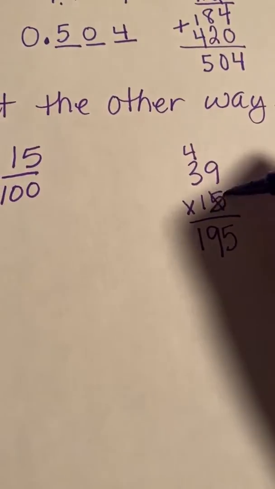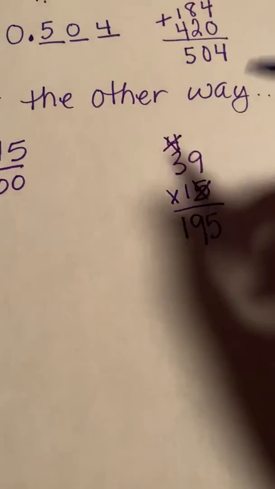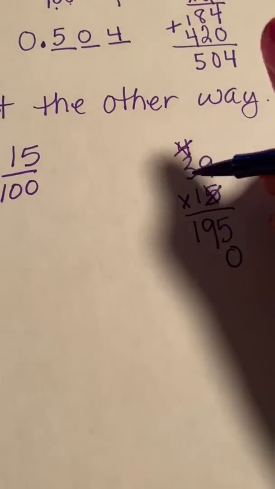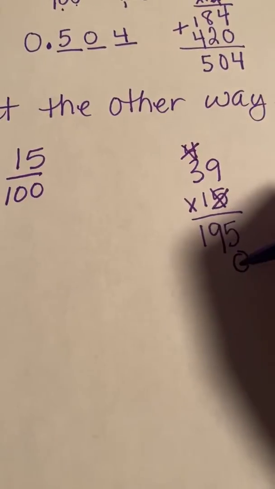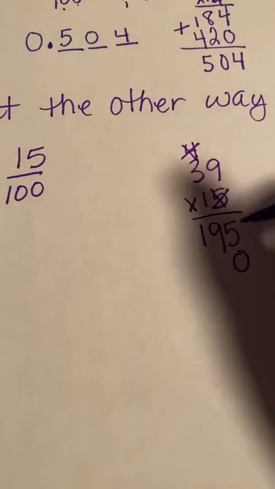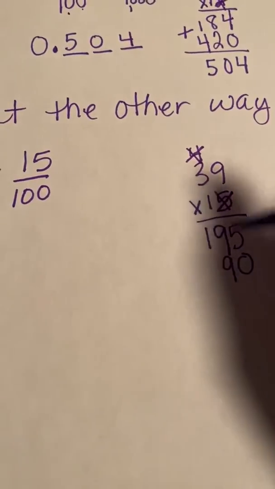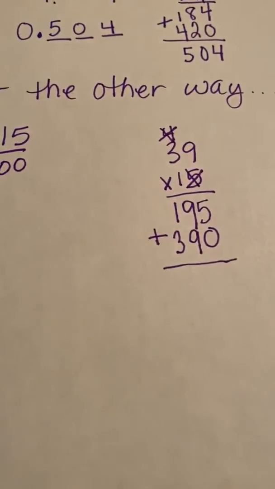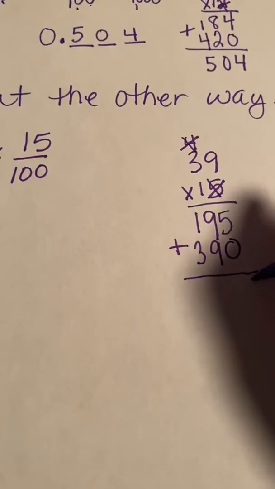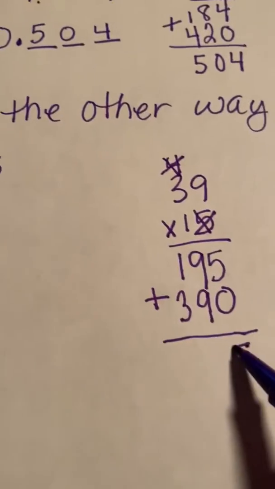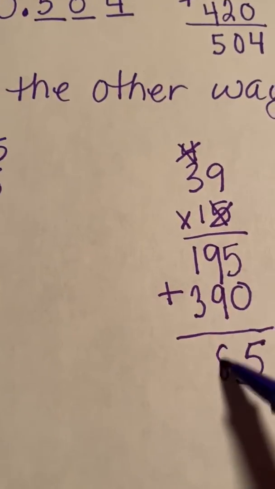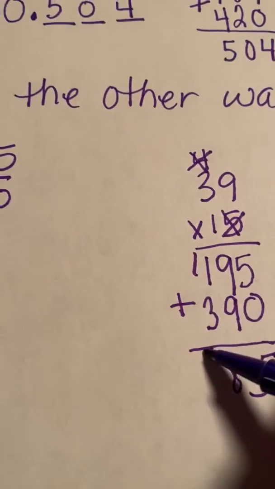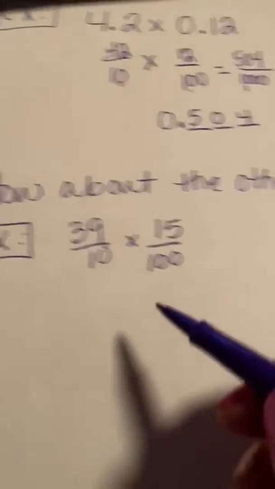I'm done with the ones place. I cross it out and all its buddies. Put my 0 because it's really 39 times 10, not 39 times 1, so I need that 0. 1 times 9 is 9. 1 times 3 is 3. And I add my partial products. 5 and 0 is 5. 9 and 9 is 18. 3, 4, 5. So now I have 585.